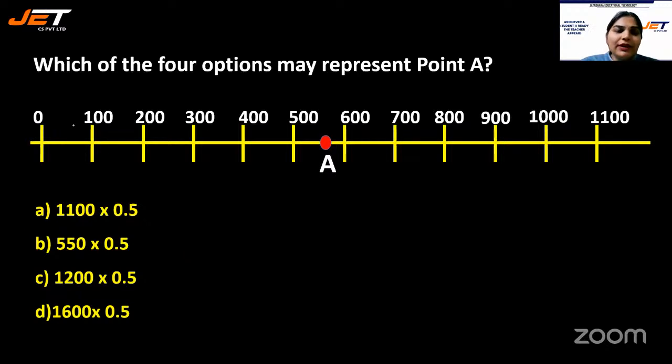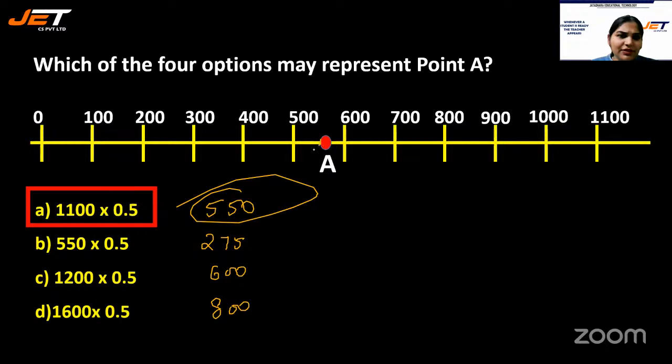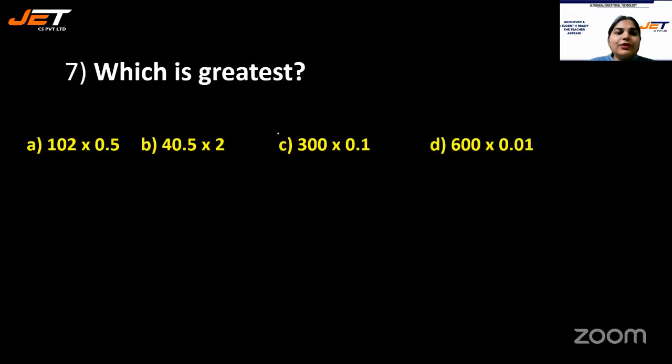So if your answer is the first one, yeah, that is right, because it's 550. It's not exactly there. Here 600, here 800. So between 500 and 600 is 550. It should be a little bit here, but okay. Now you have to find out which one is the greatest. Which is the greatest?